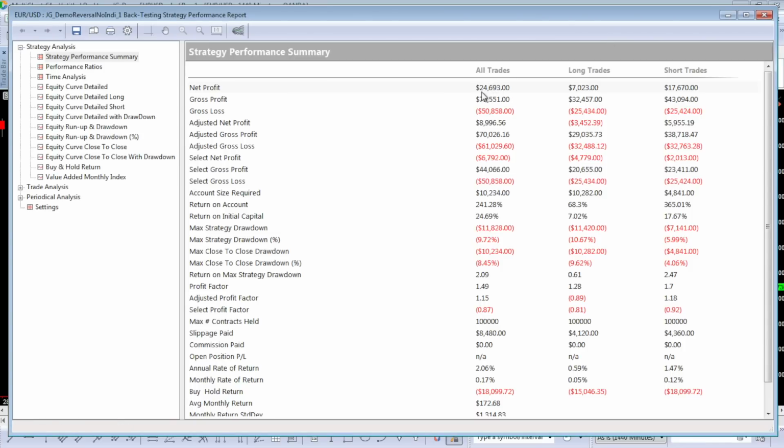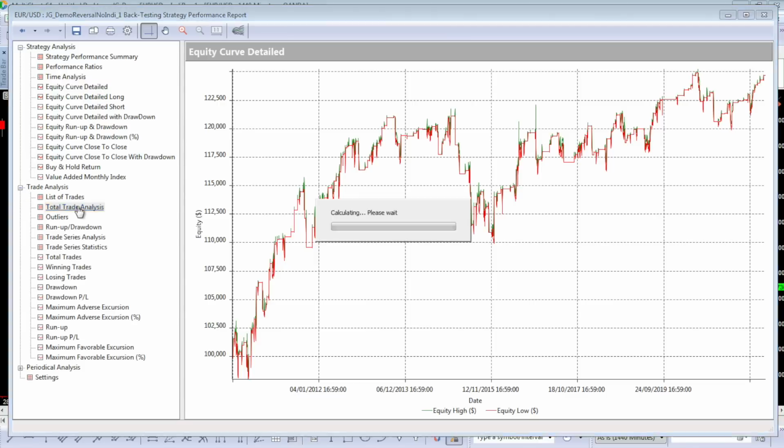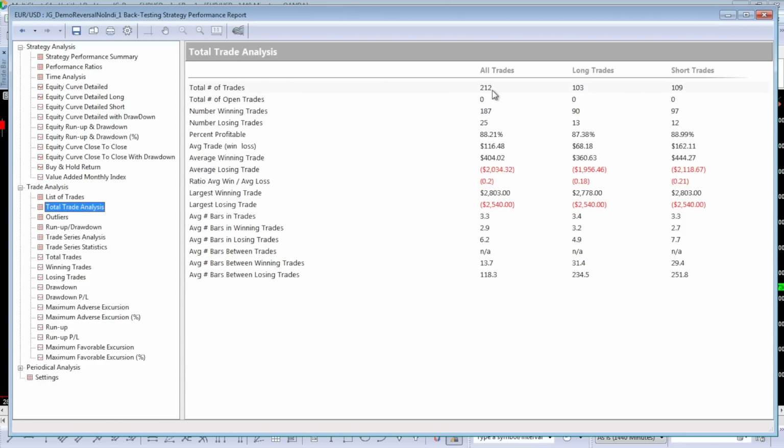Net profit, we can see that it's making 24,600 over that 12-year period. That's what the equity curve looks like. It's had some really good periods, some fairly flattish periods, and then some slightly better periods. But overall, definitely moving in the right direction. It's taken 212 trades with a win rate of 88%, average trade of $116 after costs, and that's equivalent to 11.6 pips. You see our largest losing trade there, just over 2,500.